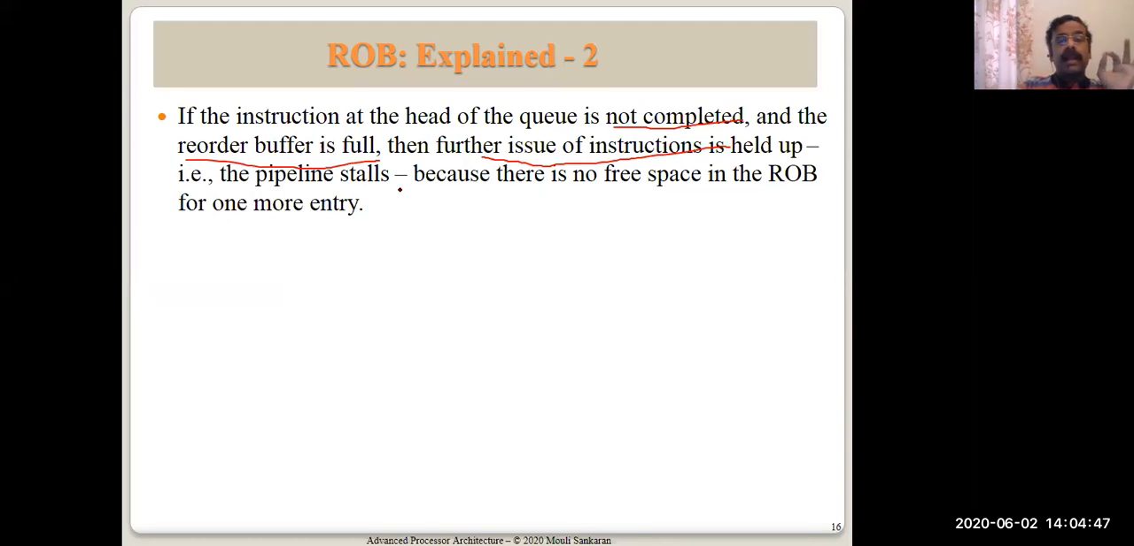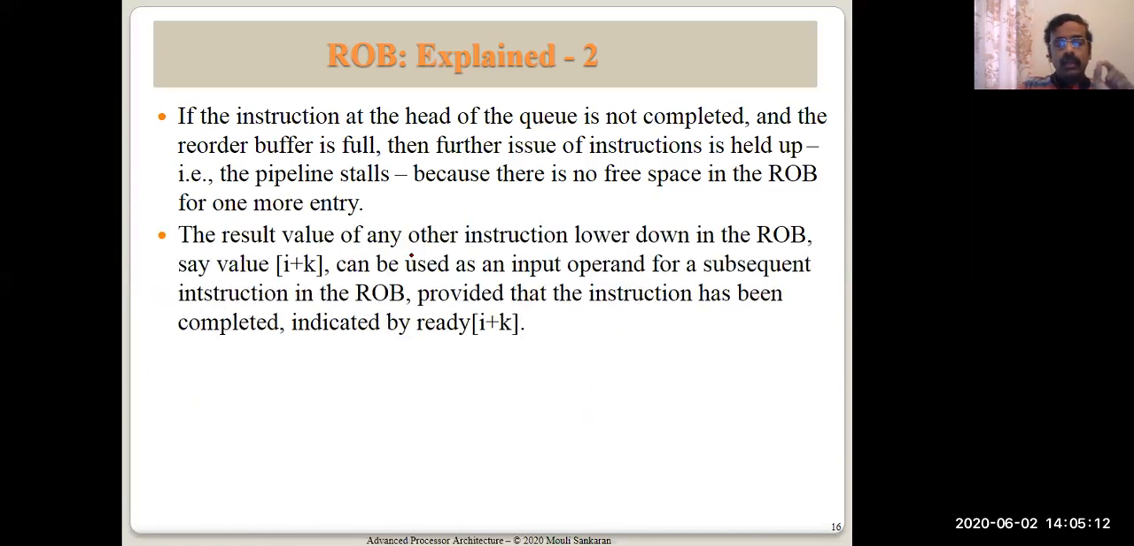That is, the pipeline stalls because there is no free space in the ROB for one more entry. So one thing is clear: unless I have an entry in the ROB, I can't issue to the functional unit. The ROB should have a space. If it is full, sorry, bad luck, the pipeline has to stop.